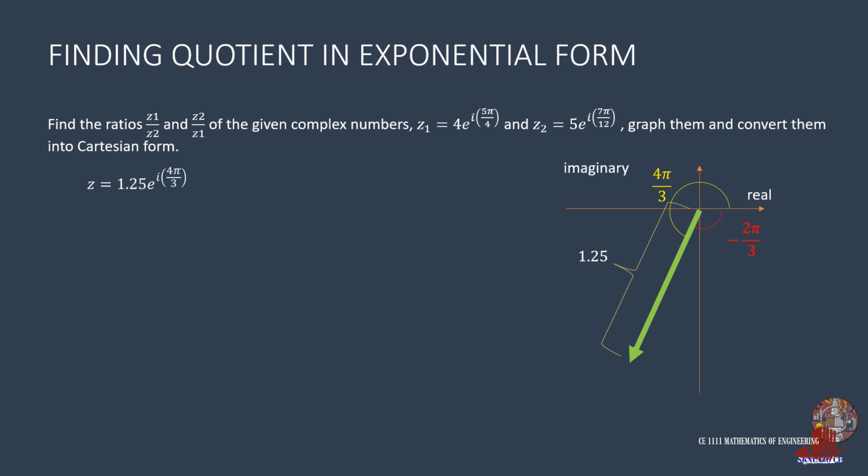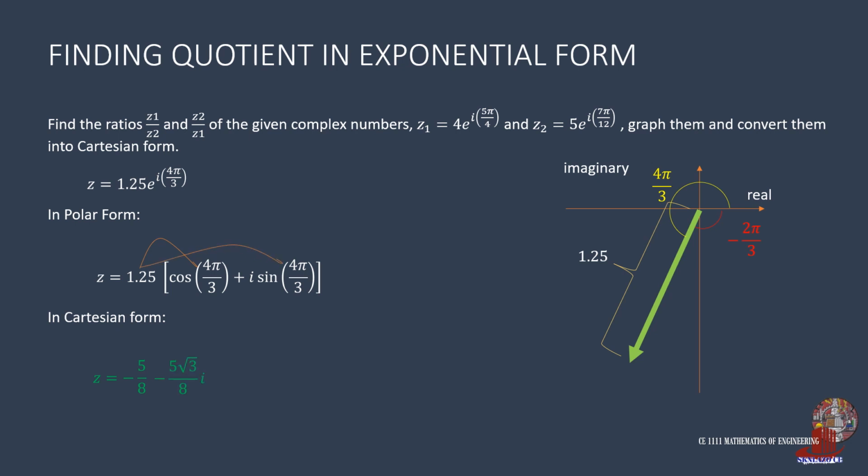To take the Cartesian form, it is easier when a complex number is converted to its polar form and simplified. In its polar form, z is 1.25 times cosine of 4 pi over 3 plus i times sine of 4/3 of pi. Now take 1.25 times cosine of 4 pi over 3, which gives negative 5/8. Then 1.25 times i sine of 4/3 pi is negative 5 root of 3 i over 8. In decimals, we get negative 0.625 minus 1.0825 i.